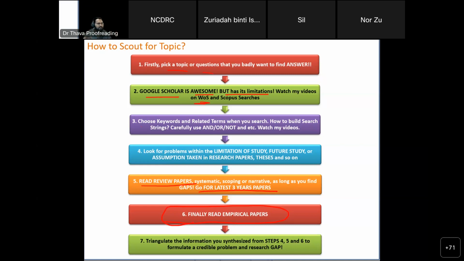future work, limitations, review papers, all these places. Empirical papers sometimes will give you future work. Do check it out. But mostly for empirical papers, you have to focus on the results. Finally, triangulate the information you synthesize from steps 4, 5, and 6. You need to triangulate all this, put all the information together to formulate a credible problem and research gap. Okay?